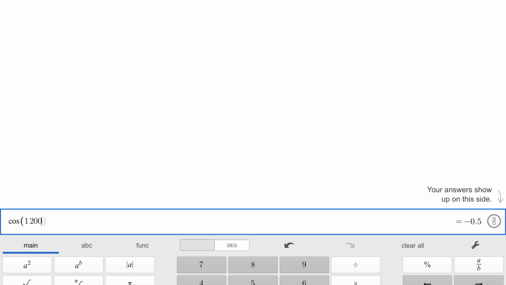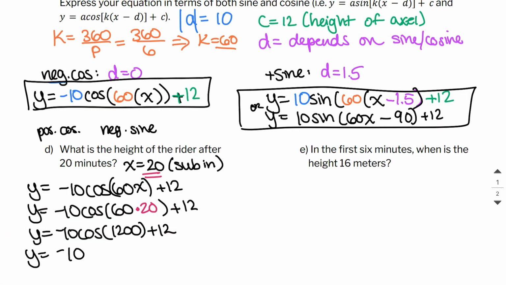And we know that the cosine of 120 degrees is negative 0.5. So we're going to say that this is negative 1/2, and then we'll evaluate from there. But if you notice, this is a special triangle value.